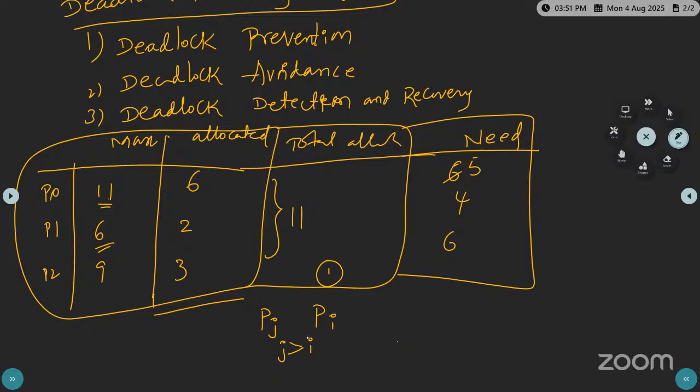plus resources held with the process Pj, where J less than I.